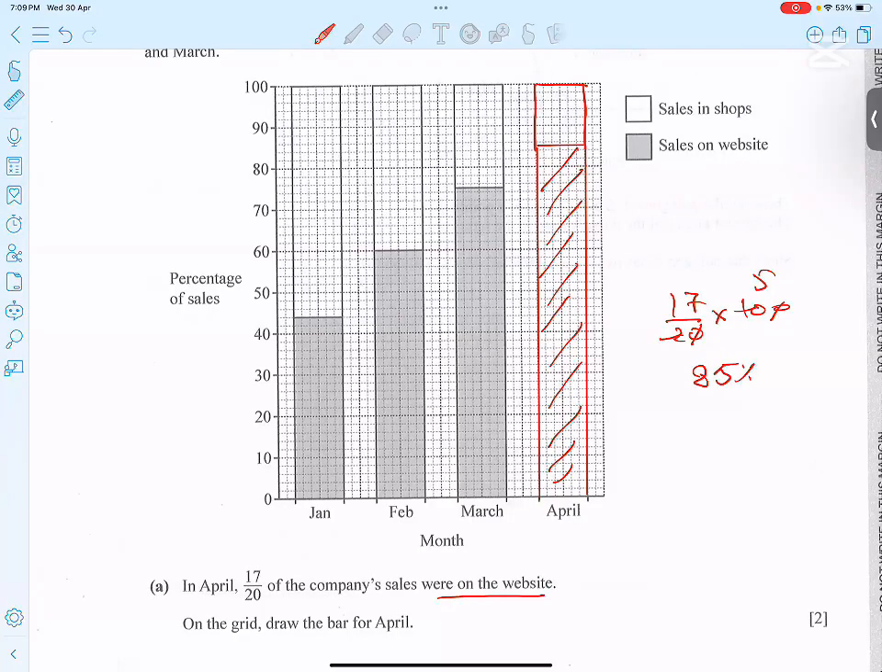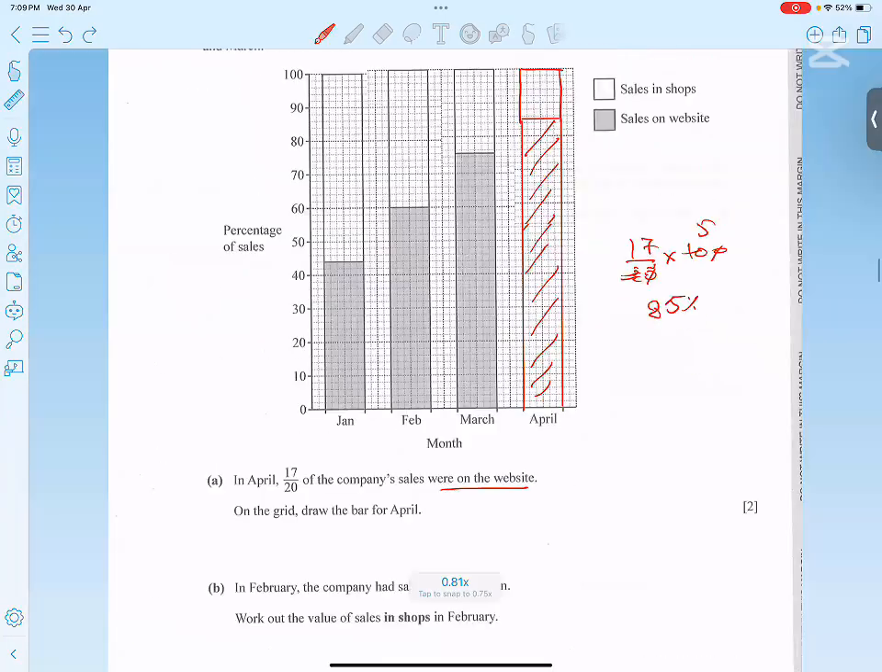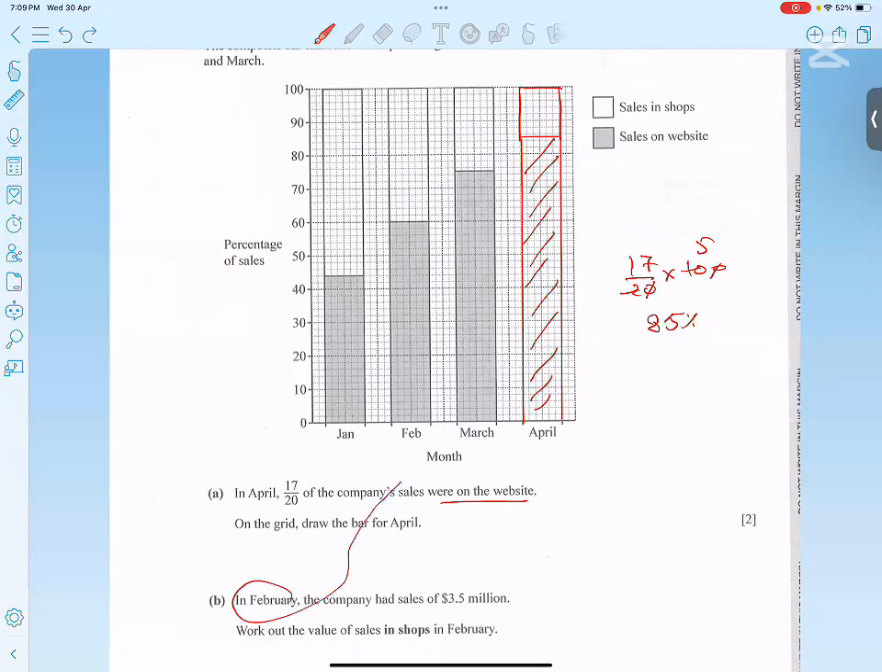I hope the concept is very clear. This represents the shop and this represents the website. I think that is clear. So let's talk about the lowest part. He's mentioning February here. In February, what is the thing? The sales are $3.5 million in total. So we work out the shop, and shop means the white portion. So in February we talk about this one.